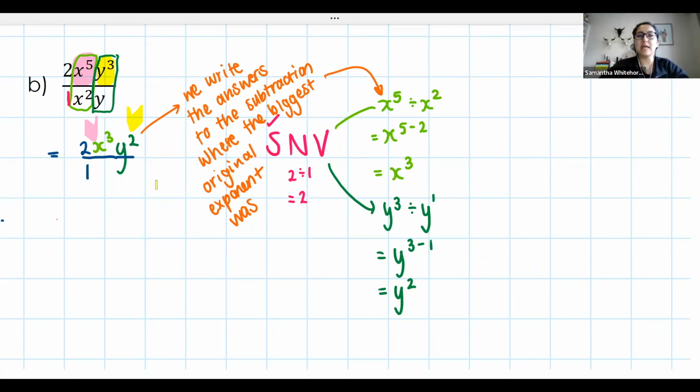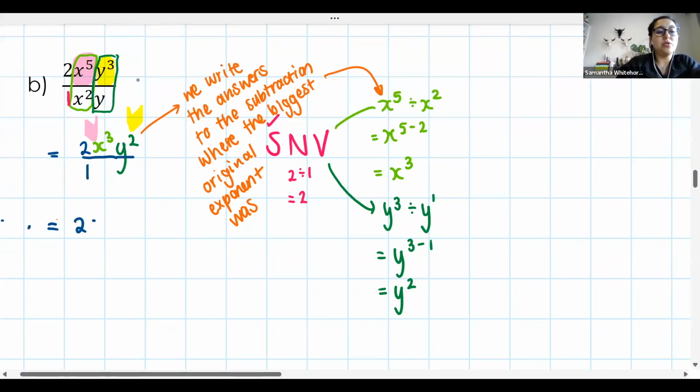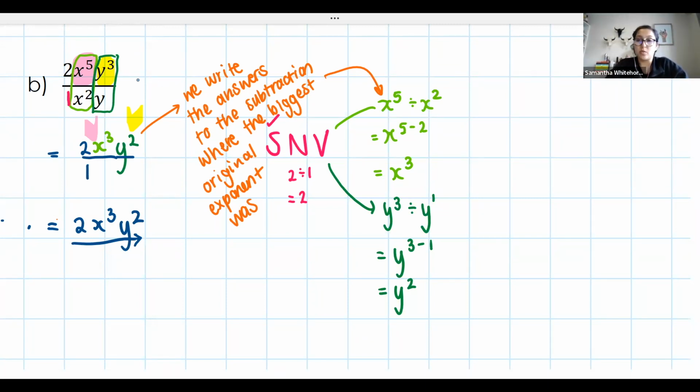So we just need to take careful note of where I have more x's or more y's or more a's or whatever, and that is where our answer goes. So if we now have a look at this answer for B, we've got 2x cubed y squared all over 1. But because it's all over 1, we don't need to write the over 1. You can if you want to, you're not going to be marked wrong, but we can just leave it as 2x cubed y squared.